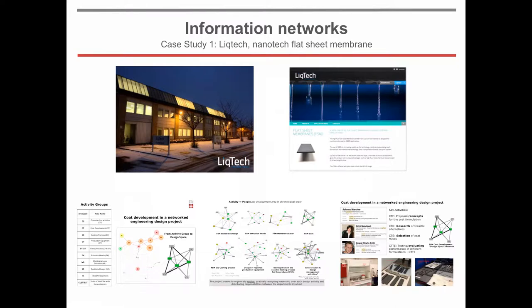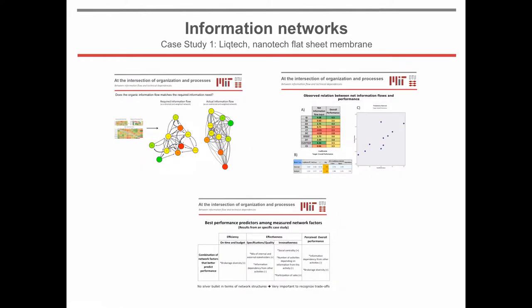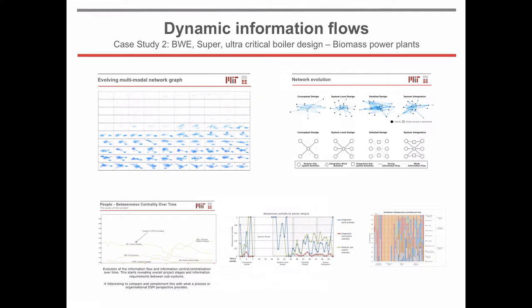A bit closer to what I have done myself in the context of my PhD, I have two big studies mainly related with information networks. The first is about how you design and finally manufacture a nanotech flat sheet membrane, and basically you see how all these teams interact between the different departments and so on. I won't get into details yet. This might be explored in my second network class. And then dynamic information flow. So not only this static situation, but how these patterns change over time, and we discover certain properties that match well what we think, or what the community thought, will be the stages of a design process.